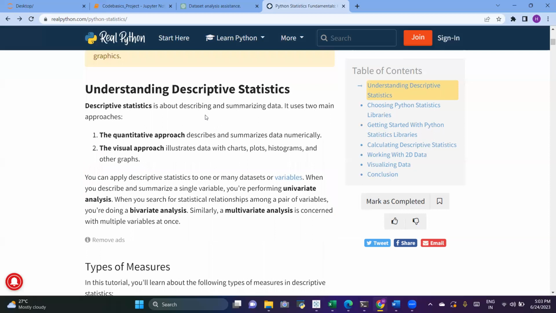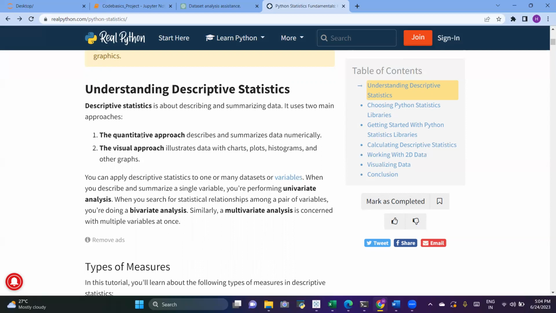So let us try to understand what descriptive statistics is. It describes the data in a simple sense and summarizes the data. It uses two main approaches, the quantitative approach and the visual approach. The quantitative approach describes and summarizes the data numerically. It says things like the mean, median, mode, range. The data ranges from 0 to 100. Mean is the average of the numbers. Mode is the most commonly repeated number in the data.